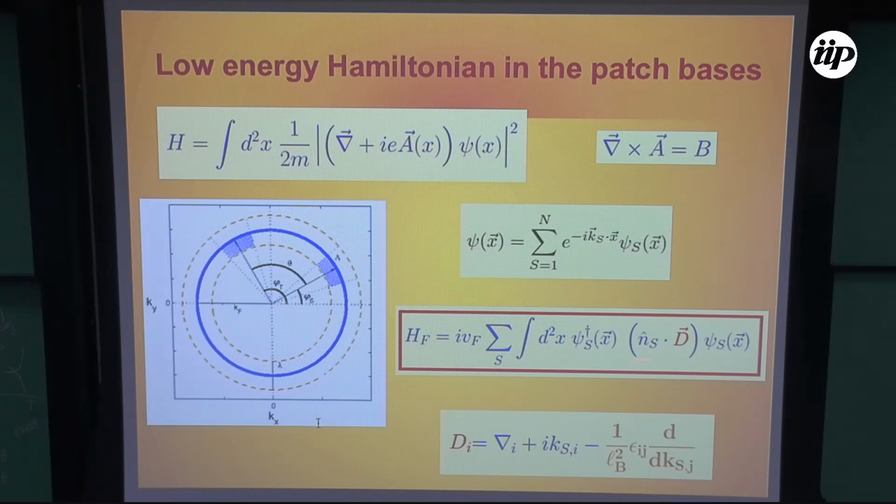So you have a fermionic Hamiltonian that is essentially chiral fermions, with the difference that here this D is now a covariant derivative, where you have essentially a gradient. And you have this term that is essentially a derivative in the Fermi momentum. So you have a bunch of chiral fermions coupled with this derivative that makes the fermion essentially wrap around the Fermi surface.